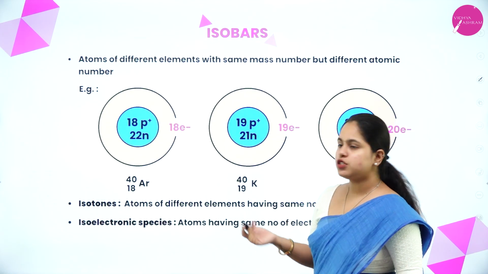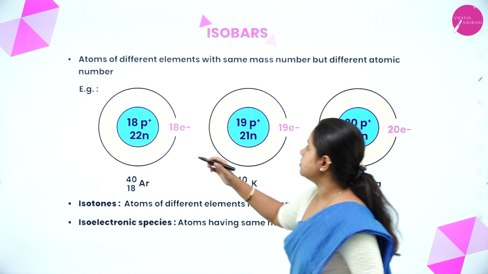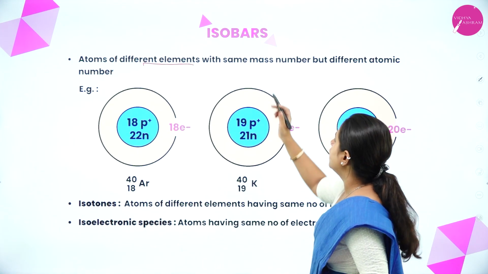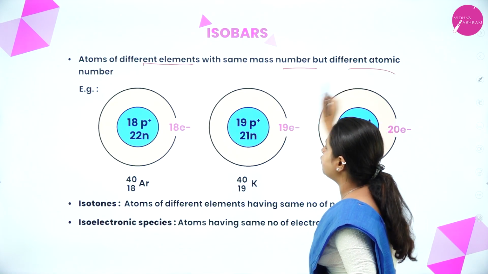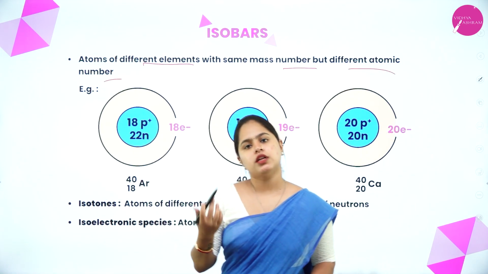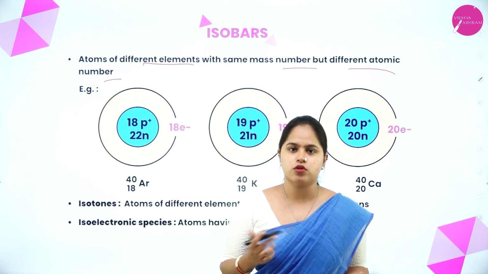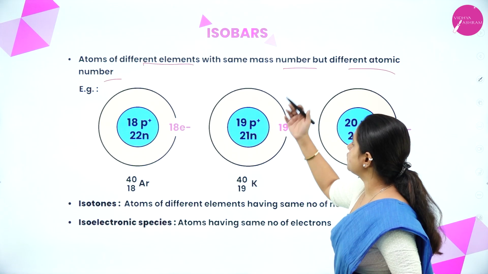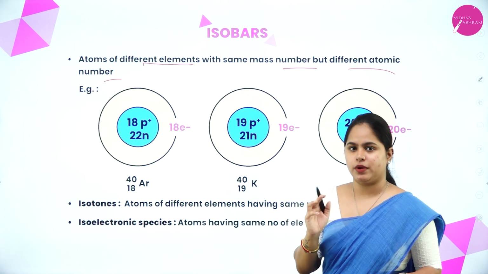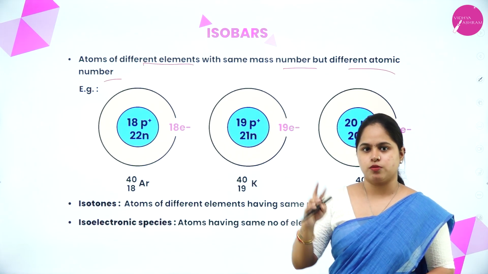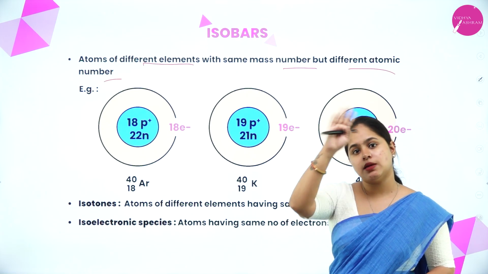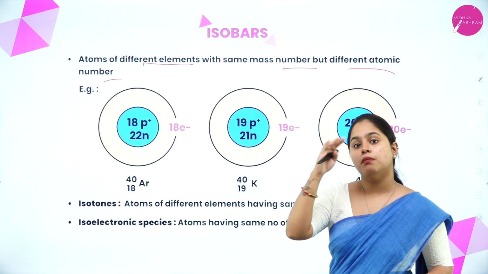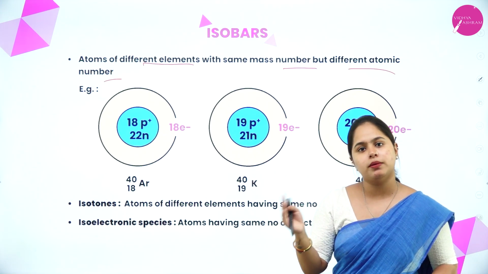Now moving on to isobars. Now these are atoms of different elements. Okay, they are atoms of different elements with the same mass number but different atomic number. So different atomic number means it is supposed to be two different atoms, right? Exactly opposite that of isotopes. In the isotopes case, the mass number is changing, atomic number remains constant. Here the mass number is constant and the atomic number changes.